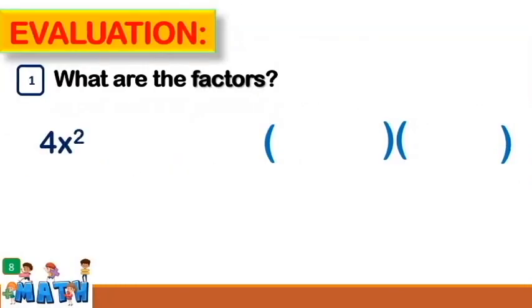And now it's your turn. Let's see how well you learned. What are the factors of 4x squared minus 36?